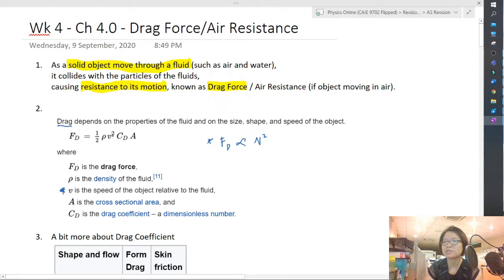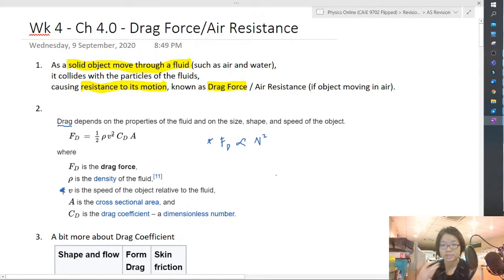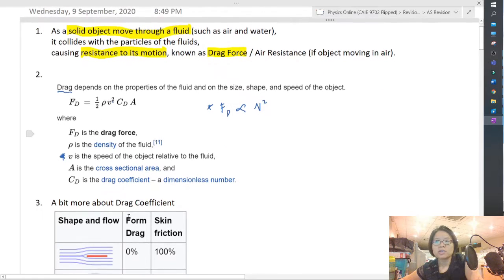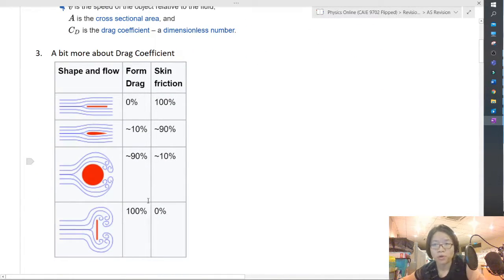Of course, this is also dependent on the density of the fluid, as mentioned, whether the fluid is viscous or not viscous. It also depends on the drag coefficient and the cross-sectional area. A little bit more about the drag coefficient: you can see it depends on the flow. If you are looking at this kind of shape of flow, very thin, very aerodynamic, then these two will have very little drag force.